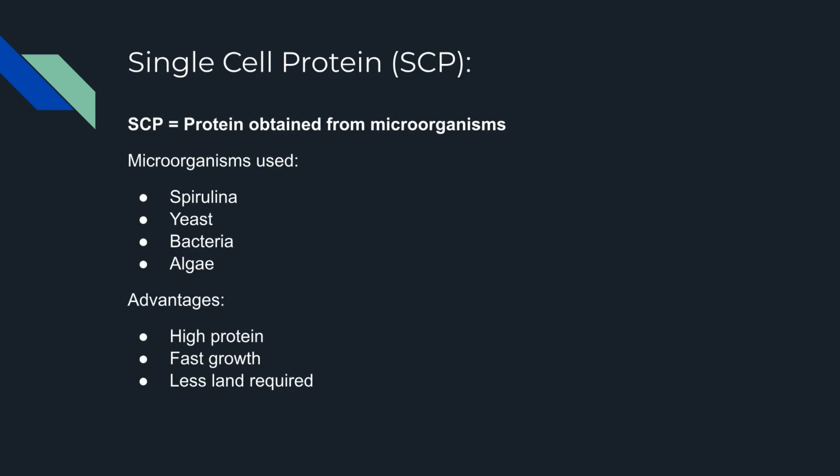Single-cell protein, or SCP, is protein obtained from microorganisms like spirulina, yeast, bacteria, and algae. The advantages are high protein content, fast growth, and requiring less land for production.